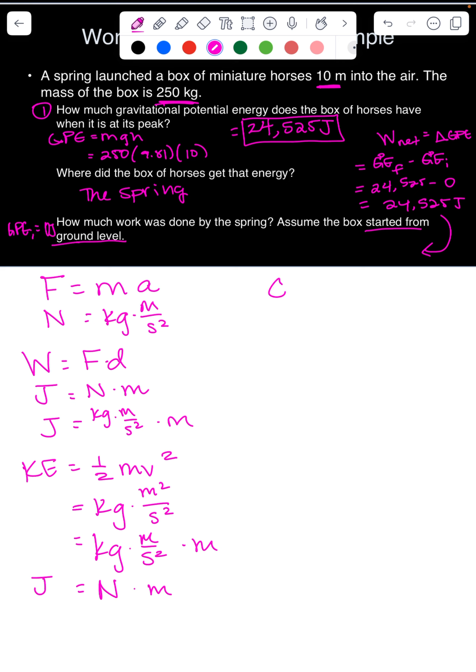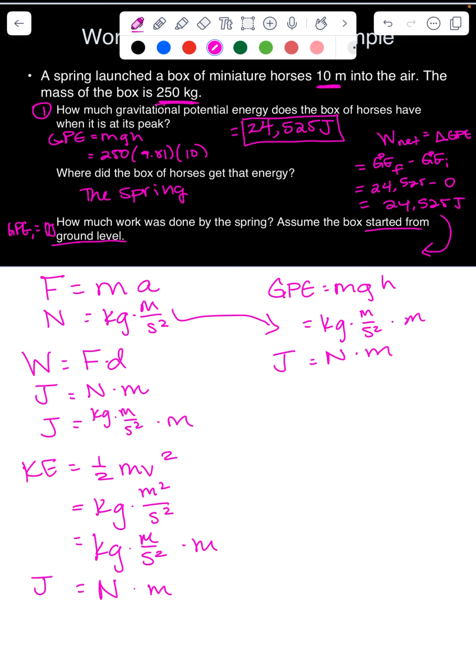What about GPE? GPE is mgh. Mass is measured in kilograms. g is acceleration due to gravity, so that's meters per second squared. And then height is measured in meters. So once again, we have a kilogram meter per second squared, so that is a Newton meter, which is the same thing as a joule. So GPE is also found in joules.